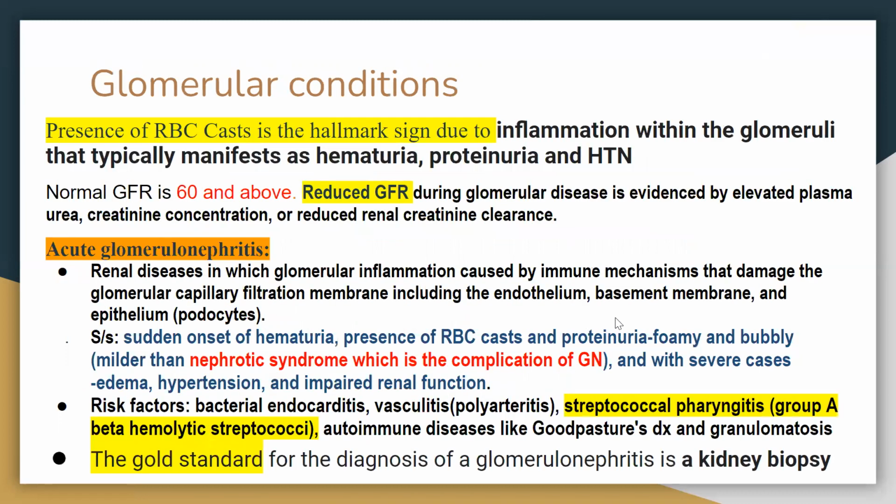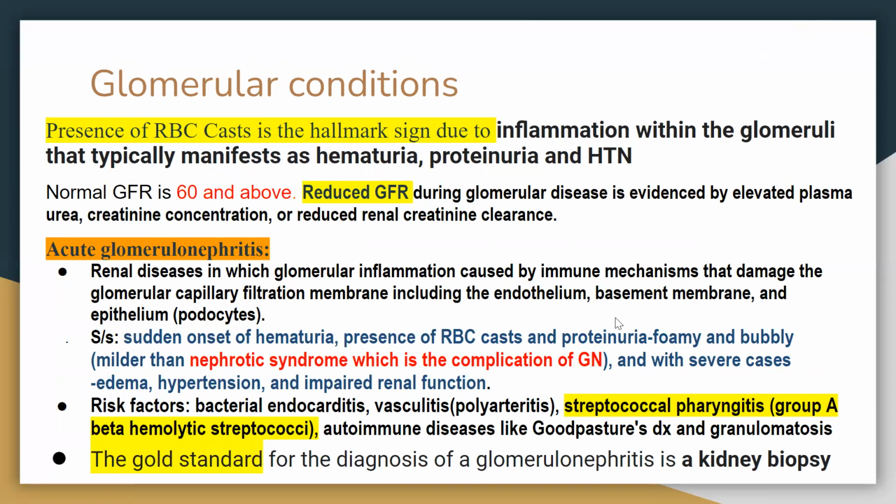Glomerular conditions. Acute glomerulonephritis is often seen on these exams. So think RBC. RBC cast is seen. That's a hallmark of glomerulonephritis. Okay, RBC, not WBC. When you see WBC cast, you want to think pyelonephritis, urinary tract infection. In glomerulonephritis, you will see a lot of inflammation within the glomeruli, which causes hematuria, proteinuria, and hypertension. Those are the three signs, the three conditions that you have to remember, okay? Hematuria, proteinuria, and hypertension related to glomerular conditions.